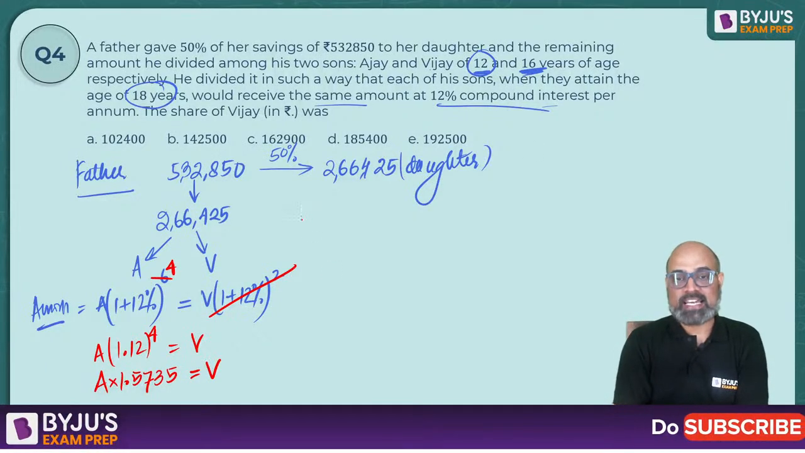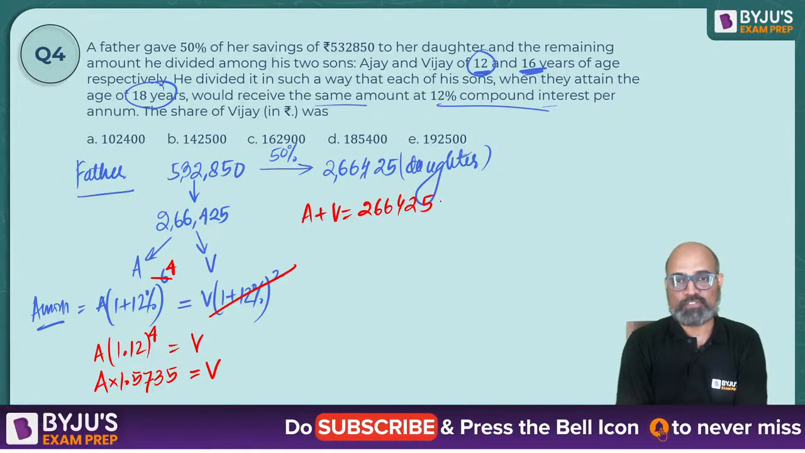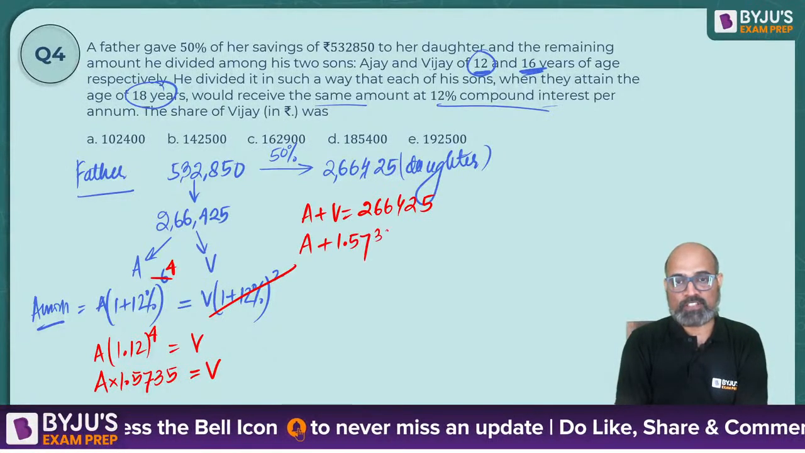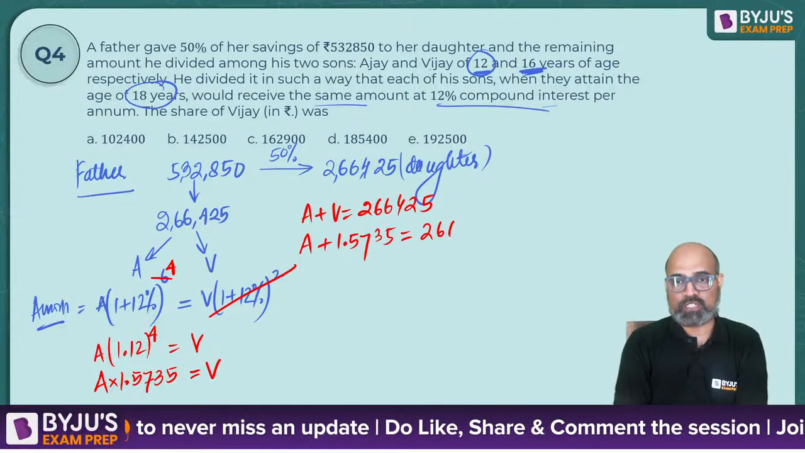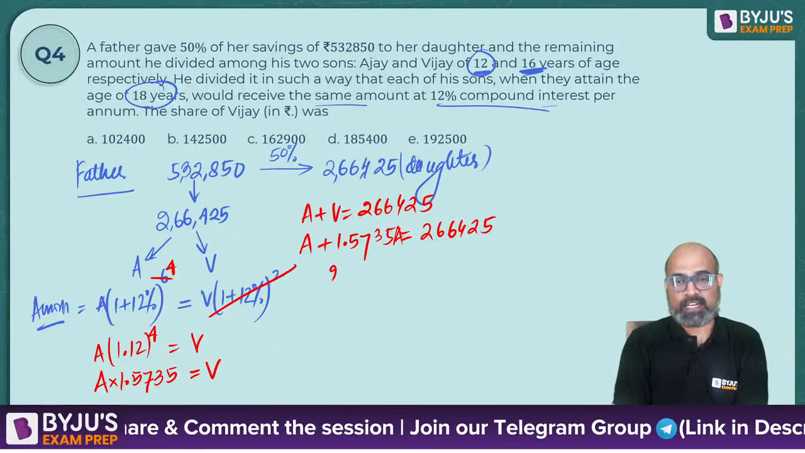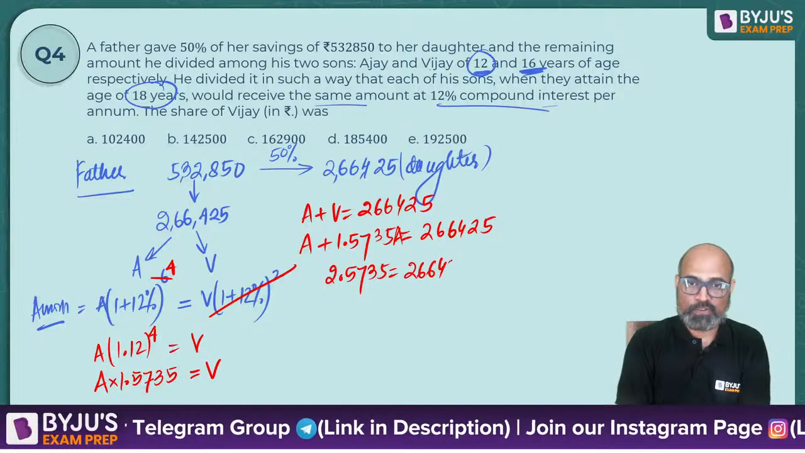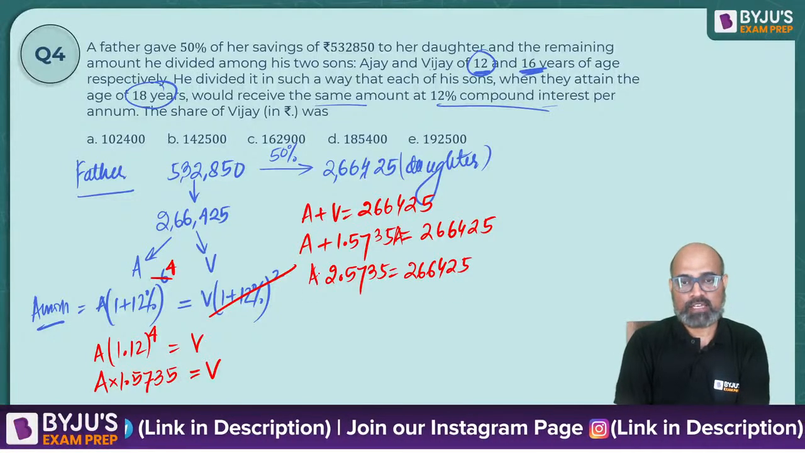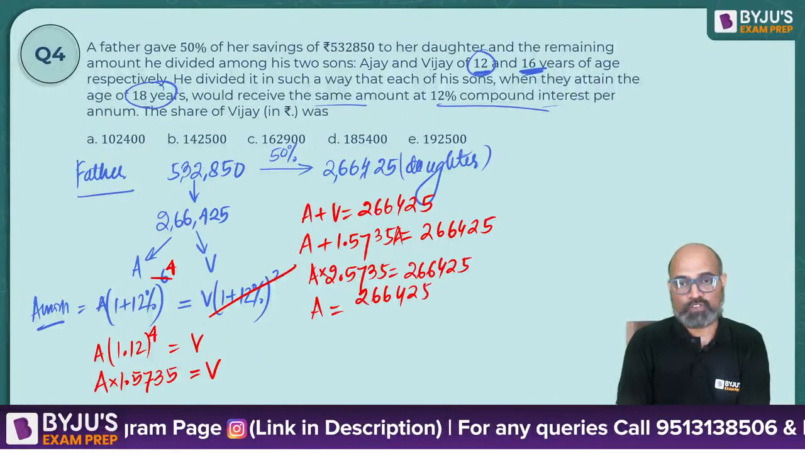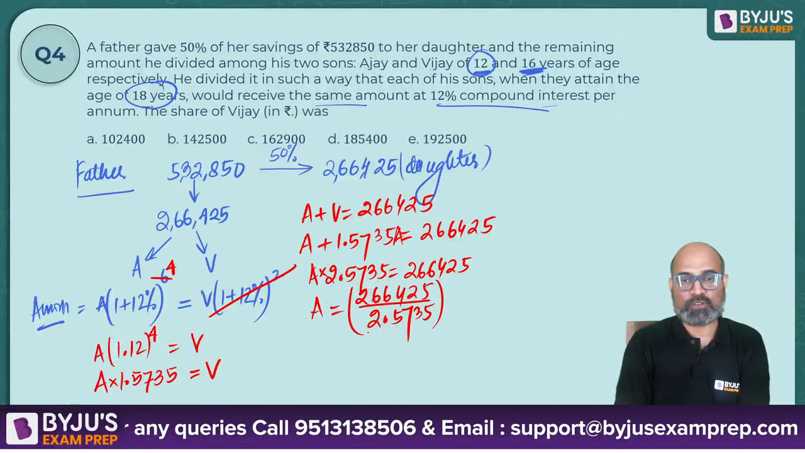Now, looking at this, can I say A plus V is 266,425? बोले तो A plus 1.5735 is equal to 266,425. That is 2.5735 is equal to 266,425. A is multiplied, or A will be equal to 266,425 divided by 2.5735. Now this is calculative.